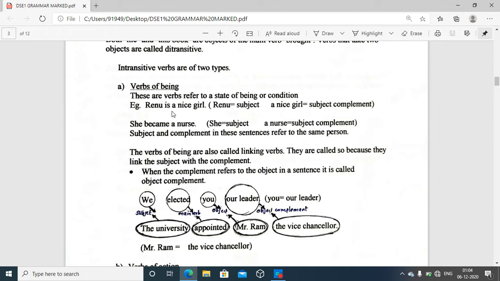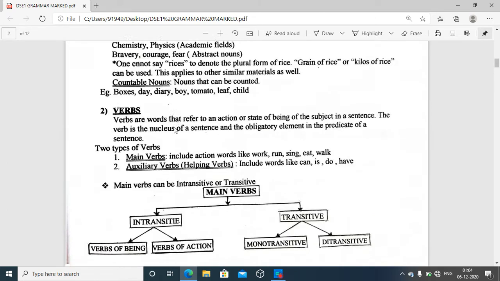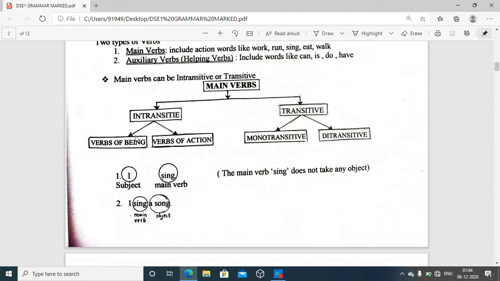That doesn't take any object as such. Here it is just subject complement, which again refers to Renu, the subject itself. Renu is the subject. A nice girl definitely refers to Renu. It's not at all the object of the sentence, and there is no action as such. It's just about a state of being or condition. It's not as if you say Renu is singing, Renu is crying, Renu is eating. There is no such main verb in the mode of an action coming there, but the verb of being is the main verb.